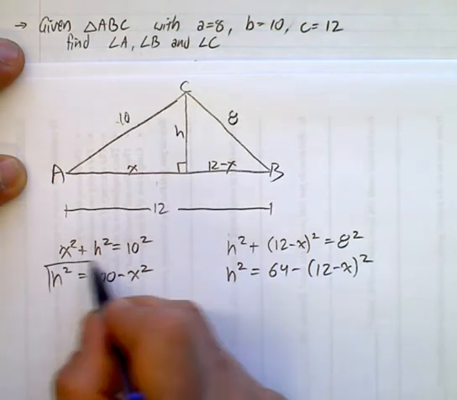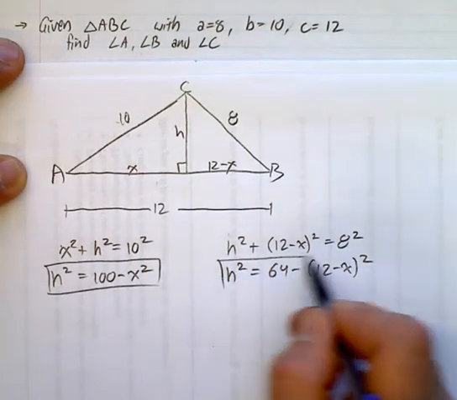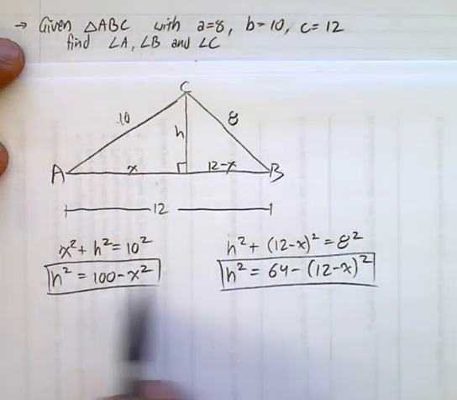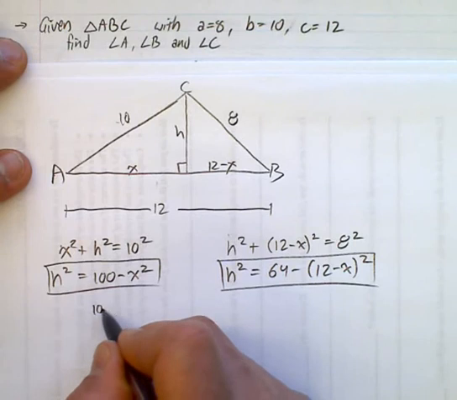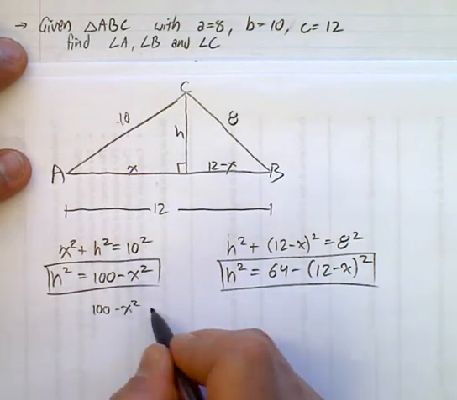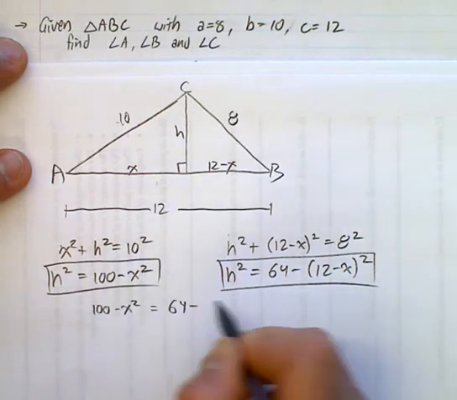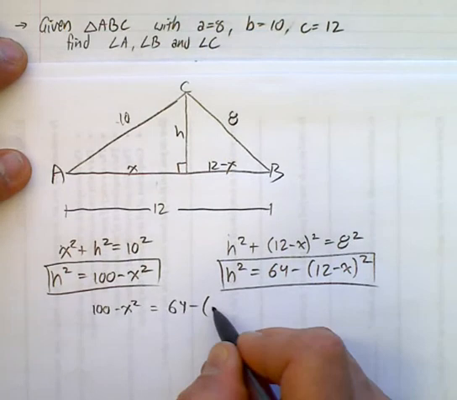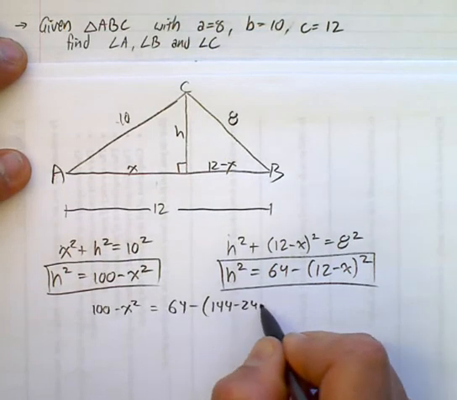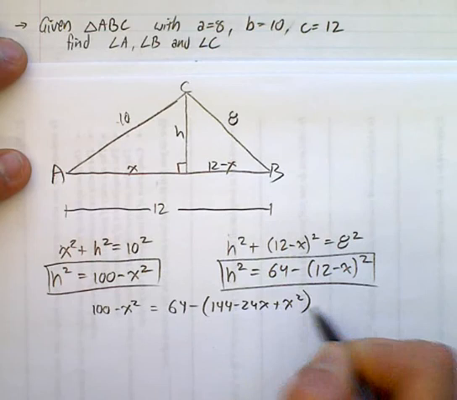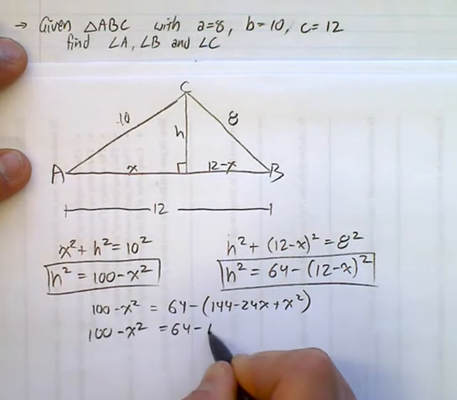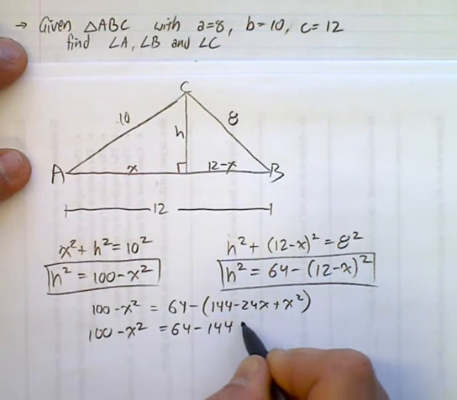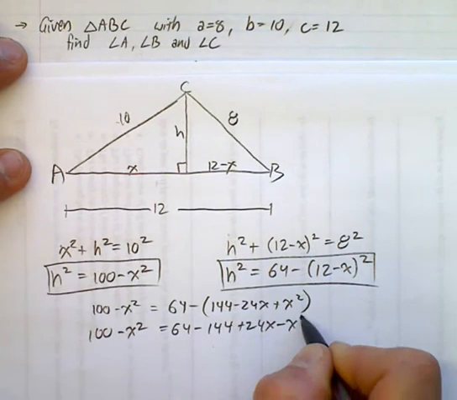Now, at this point right here, ladies and gentlemen, you should notice something. They're both equal to H squared. And if they're both equal to H squared, what we can do is make them equal to each other. So 100 minus X squared is equal to 64 minus, let's expand this, 144 minus 24X plus X squared. Okay, 100 minus X squared is equal to 64 minus 144 plus 24X minus X squared.